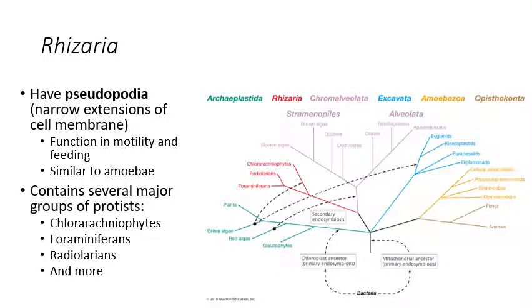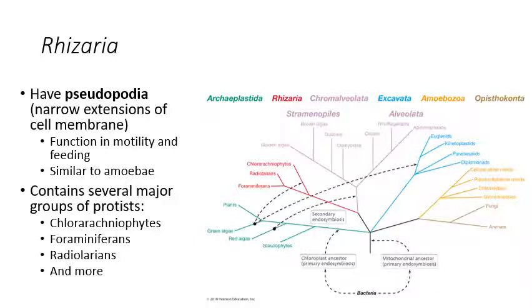Our next supergroup is Rhizaria. One thing the Rhizaria protists all have in common is they have pseudopodia, which are structures that are like little fingers basically sticking out from the cell membrane, or I guess it's actually the cell membrane itself sticking out to make a little finger or a little thread going out. So the pseudopods are used to move the cell around and also to help it eat.